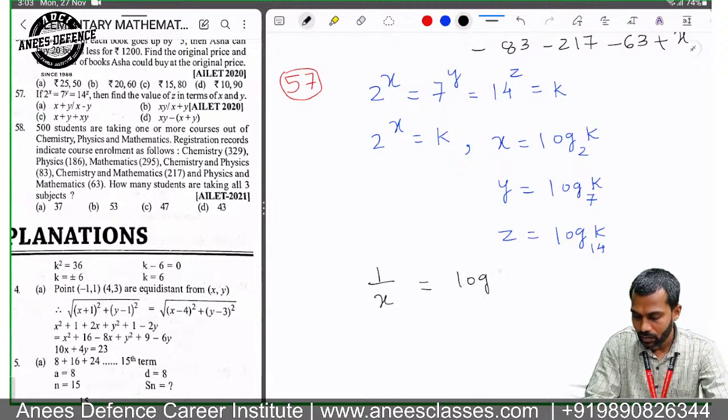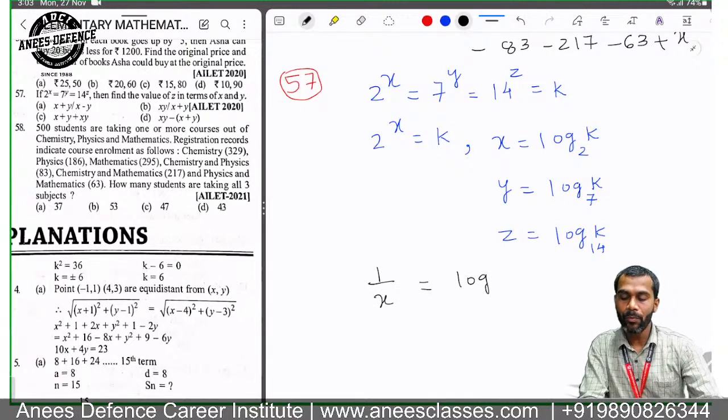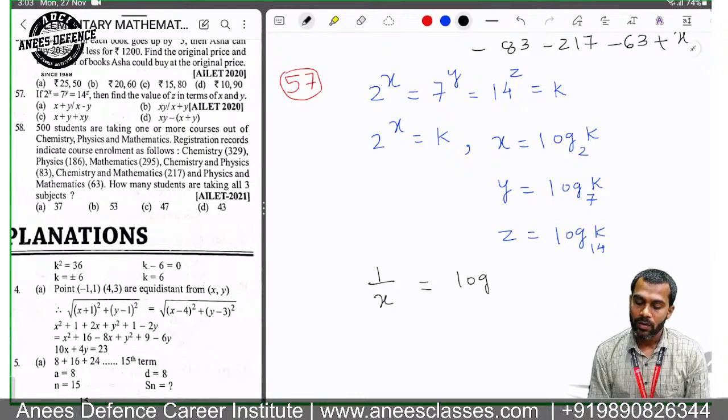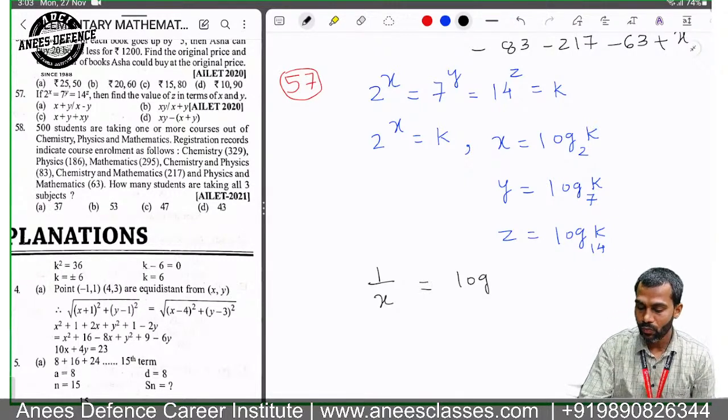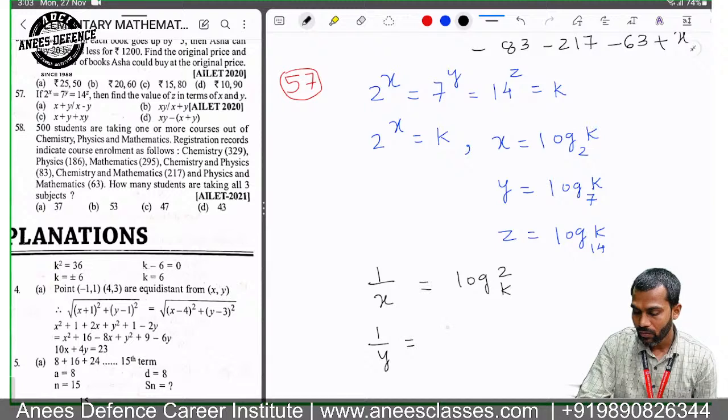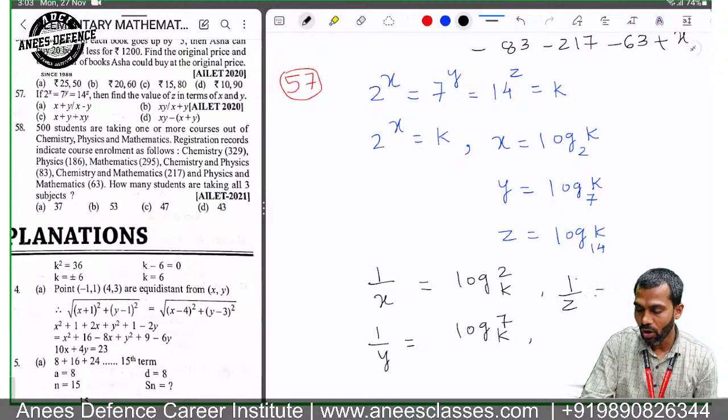See, you can apply the properties of log if and only if the bases are the same. So 1 by x will give you log 2 base k. 1 by y will give you log 7 base k. And 1 by z will give you log 14 base k.